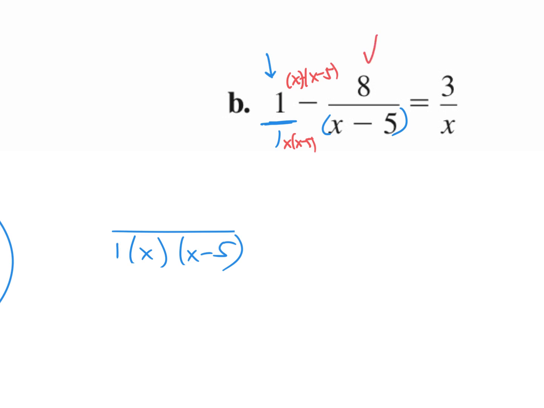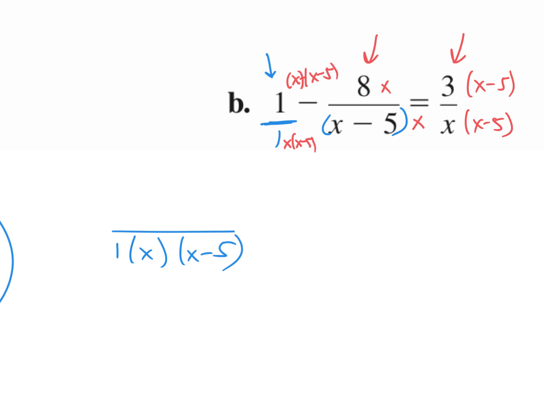Look at your second fraction, the 8. What is it missing? It has the x minus 5. It's just missing the x, so top and bottom. And then look at 3. What does it have? What is it missing? It's missing the x minus 5. Good. If you guys write it out, you can actually see, oh, look, now they all have the same thing.